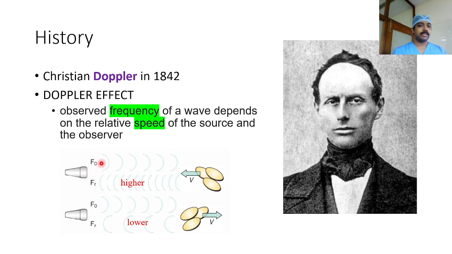So this is the transducer probe, and F0 is the frequency which we send in, and Fr is the frequency which we receive. And this is an RBC. Before this, let me tell you, 2D echo is generally where we look at the anatomy, whereas Doppler is the one where we look at the physiological function.